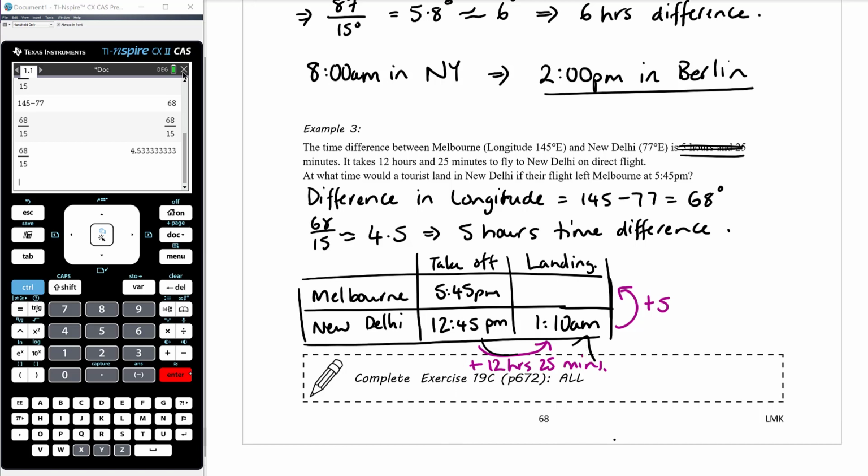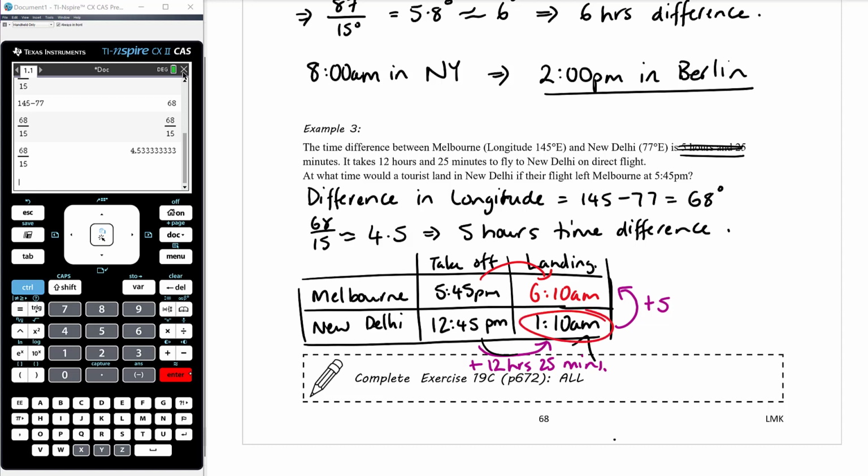As I said, you could also have worked the other way instead. So you could have gone this way and worked out the landing time, 12 hours and 25 minutes after 5:45 p.m. If I add on the 25 minutes, that takes me to 6:10 p.m., and then the 12 hours, that's 6:10 a.m. So I'll be landing in New Delhi when it is 6:10 a.m. in Melbourne, and then I can do the conversion from Melbourne time to New Delhi time by taking off the 5 hours. So whichever way you go about it, a little table here to organise what you actually have and what you're actually trying to find is a really helpful thing.